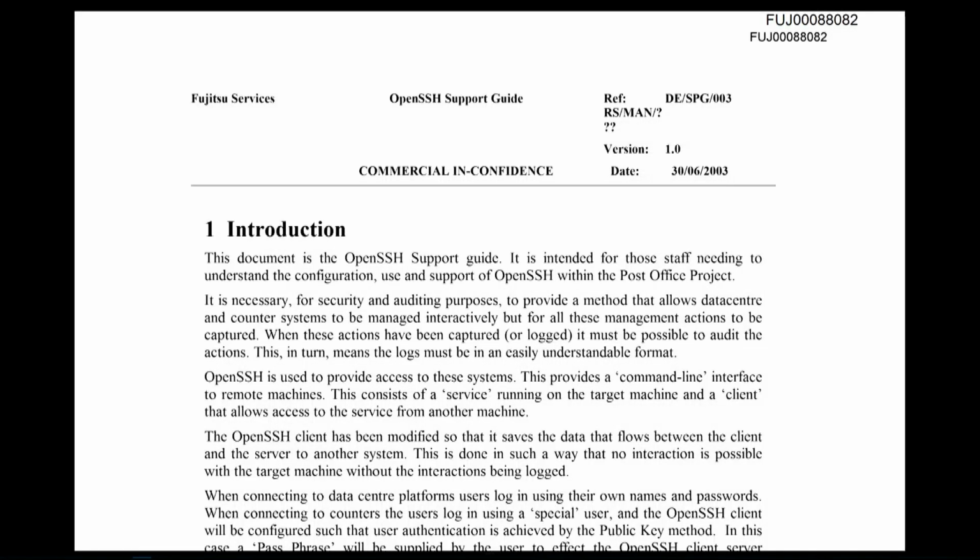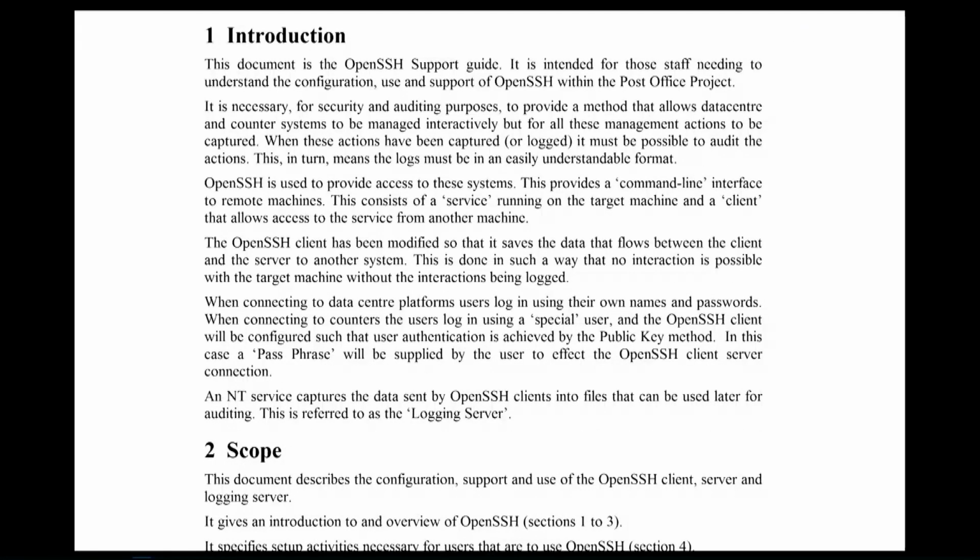And it appears that this was an attempt to, I'm going to call it, sort out the unaudited and unrestricted privileged access that the SSC had. Can you see in the second paragraph of the introduction, it says it's necessary for security and auditing purposes to provide a method that allows data center and counter systems to be managed interactively, but for all these management actions to be captured. When these actions have been captured or logs, it must be possible to audit the actions. This in turn means the logs must be in an easily understandable format.